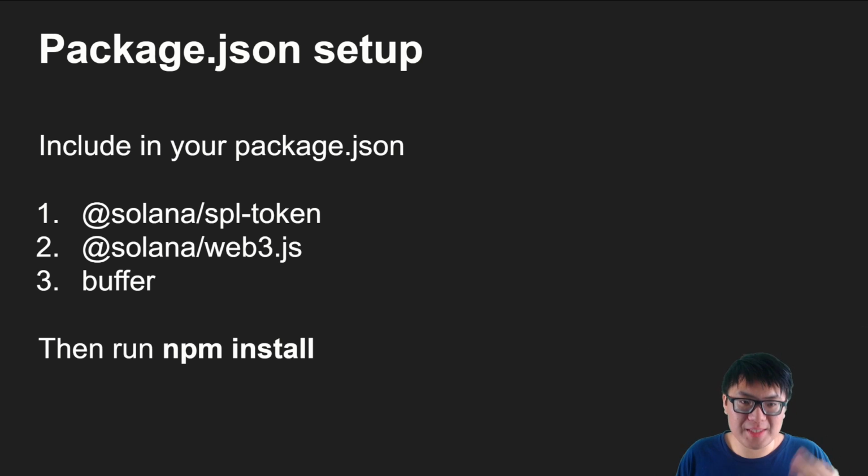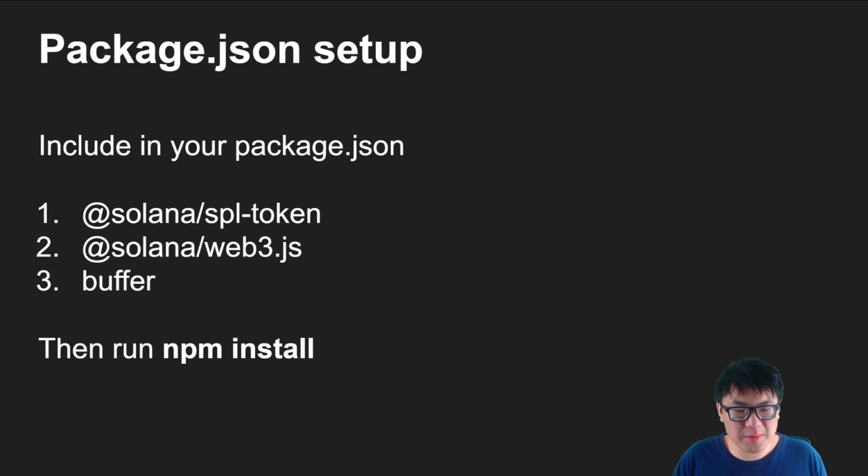So there'll be 3 libraries that we need: the Solana SPL token, which is the Solana Program Library that we're going to use to create tokens and NFTs. We're going to use the Solana Web3 JavaScript library, which is how we actually talk to the Solana servers. And finally, we need to include Buffer. Buffer is a data encoding library.